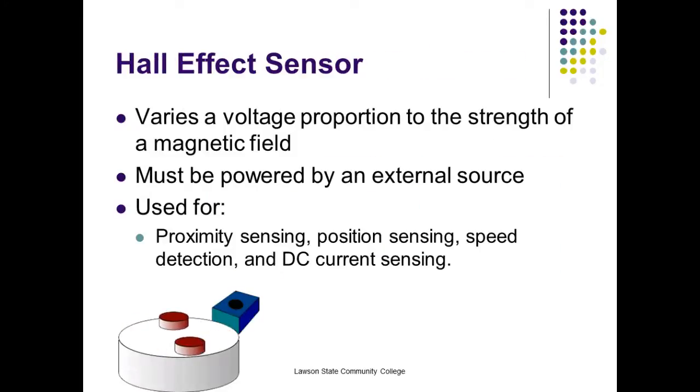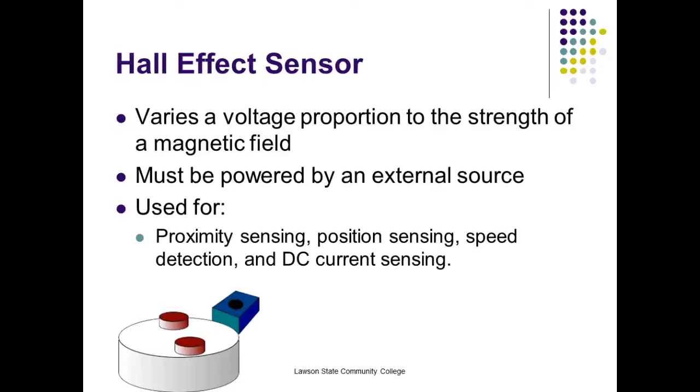Next thing we're going to do is look at a Hall effect sensor. This is a true integrated circuit. A Hall effect sensor varies the voltage proportional to a magnetic field. This is an electronic circuit. Electronic circuits don't work off anything, so they're going to have to be powered by an external source.